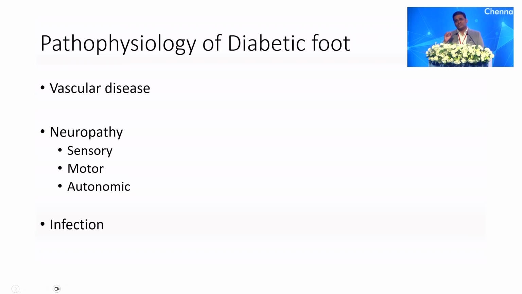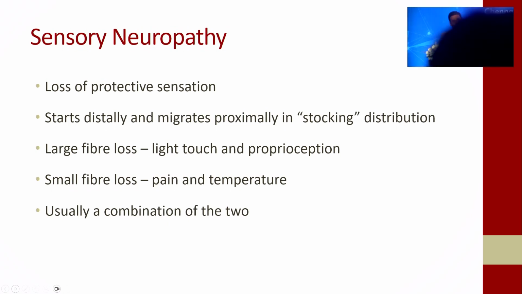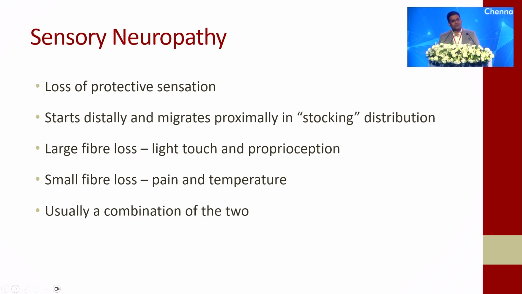So what is the pathophysiology of developing diabetic foot? One is vascularity, and the second one is neuropathy. It can be a sensory neuropathy or autonomic or motor neuropathy, followed by infection. So what is meant by sensory neuropathy? Just a simple loss of protective sensation of the feet. It starts distally many times and migrates proximally in a stocking distribution. Many people have numbness or are not able to feel the sensation in the great toe, which will be the first sign of developing peripheral neuropathy.